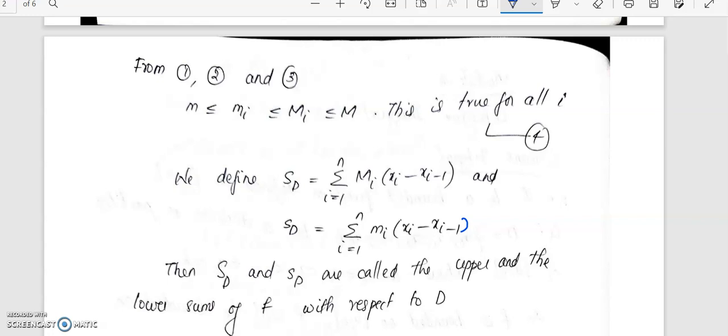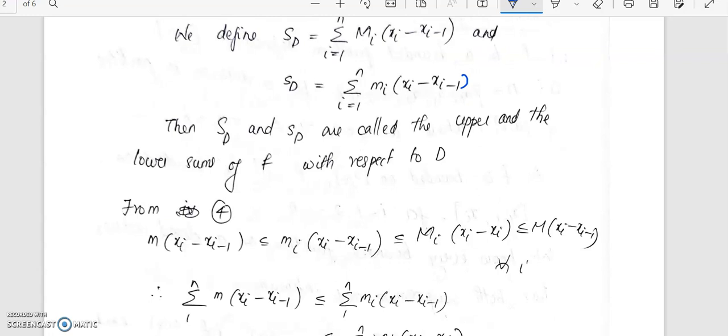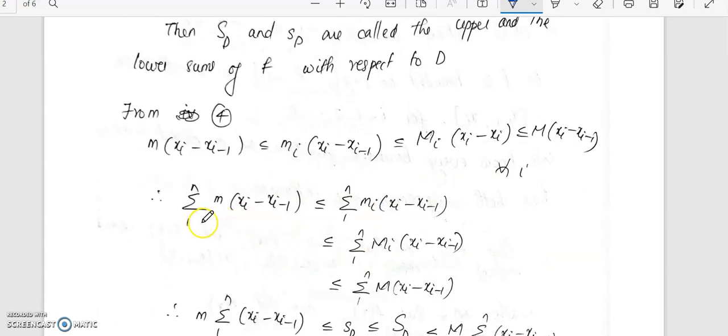Now we have equation 4. In equation 4 throughout we multiply by x i minus 1, x i minus 1 here. So that will give this inequality. Now taking summation 1 to n throughout, again we will get the inequality in this form. Now the inequality will come like this when we take the sum throughout.